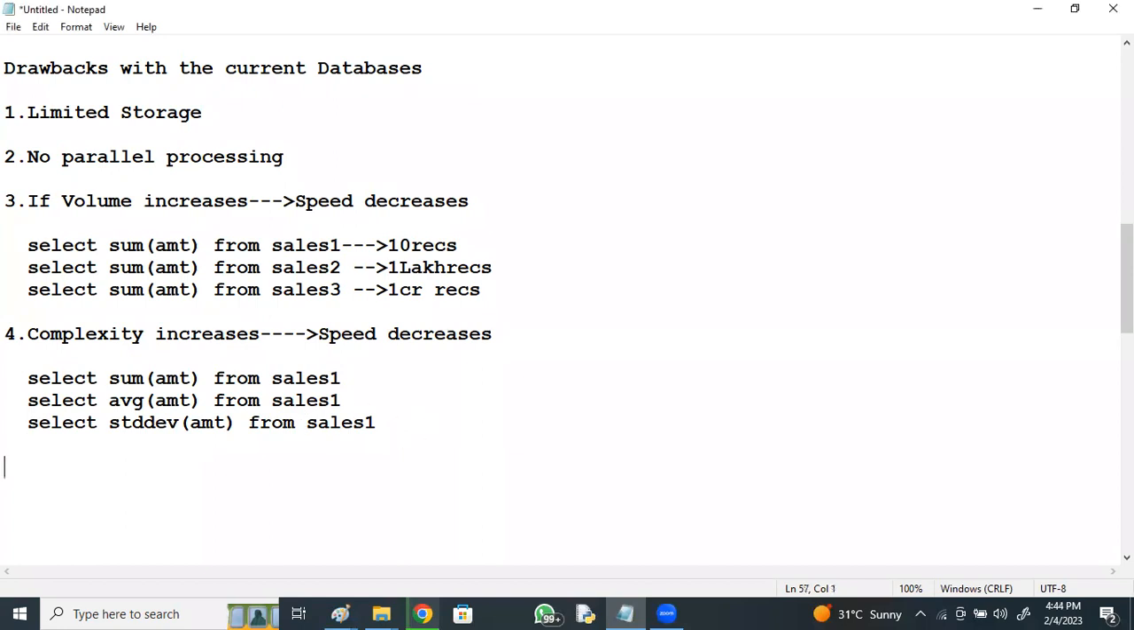Next, the major drawback with databases: they can handle only structured data. They cannot handle unstructured or semi-structured kinds of data.